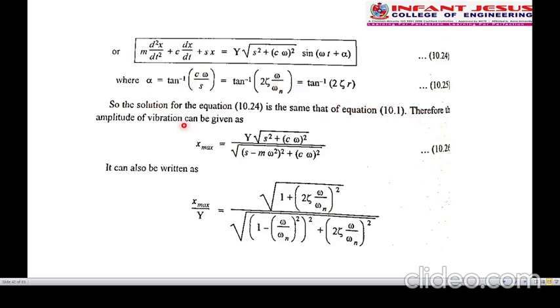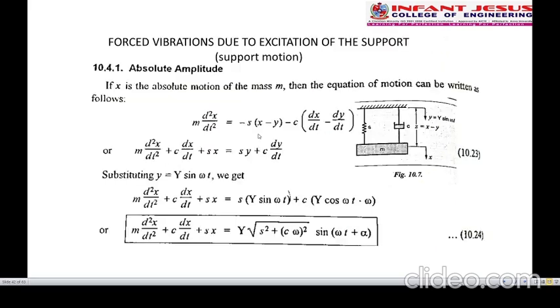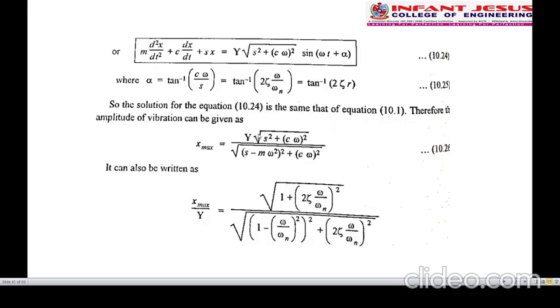Therefore the amplitude of vibration can be given as x max equal to Y into root of s square plus c omega whole square, by root of s minus m omega square the whole square plus c omega the whole square. You have to study this formula. This formula is for finding the displacement or absolute amplitude of the system.